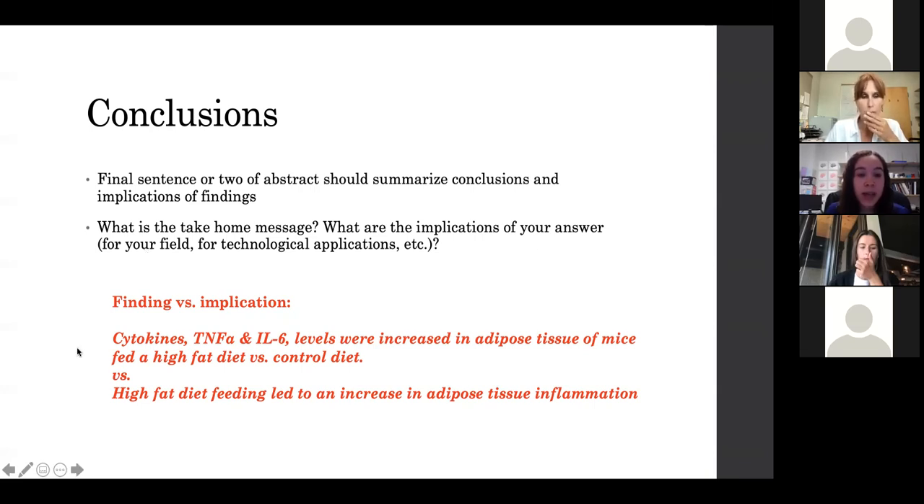In the second sentence, we have: high-fat diet feeding leads to an increase in adipose tissue inflammation. So here we are using the same information from the first sentence, but we have the implication of that in the research field. A good way to begin this section is maybe using phrases such as "our study revealed that" or "overall, we conclude that." It can help you to describe the implication of your results in the conclusion section.